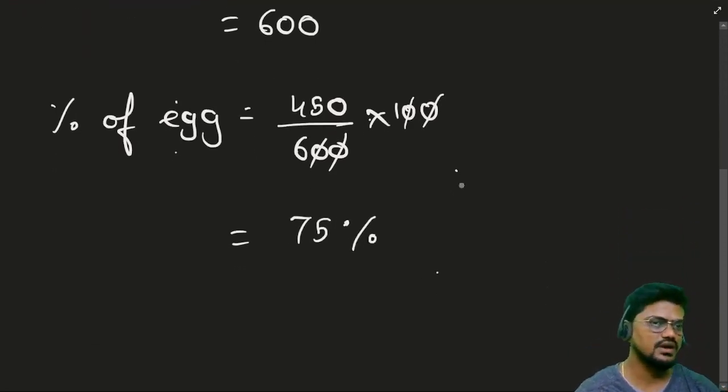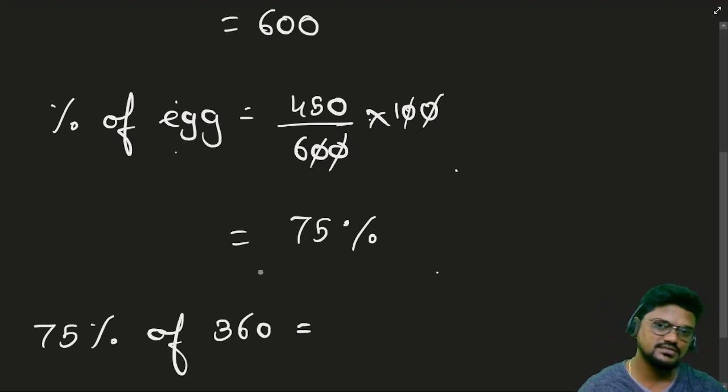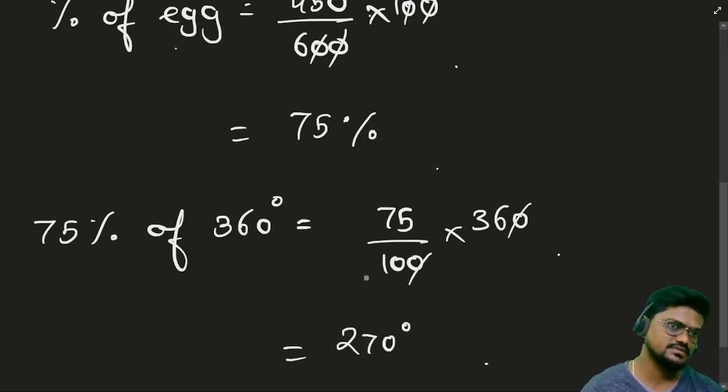Now this is 75%. Now what is 75% of 360? To find the angle, what is 75% of 360? Because there are 360 degrees. So that will be 75 by 100 into 360. The zeros will get cancelled, 270 degrees. Yeah, you're getting 270 degrees.